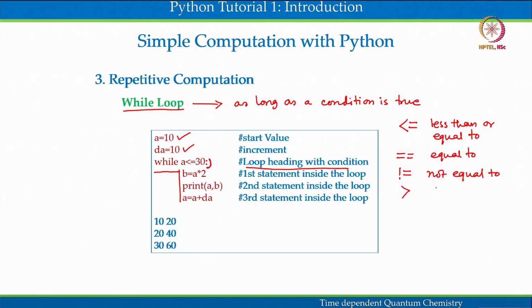This indicates greater than, and this indicates less than. So there are many Boolean expressions one can look up in the Python documentation accordingly, and what we are using is the less than or equal expression.